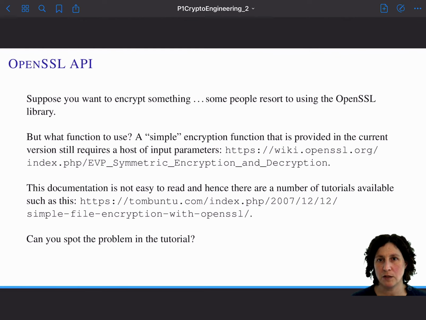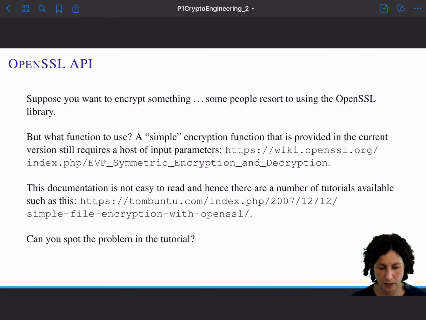I would suggest that you pause the video now, follow this link, and read through this tutorial and think about whether or not you think what it says is particularly sensible. I think there's a problem with that tutorial. Pause the video now, read through it, and think about whether you can spot the problem or not.